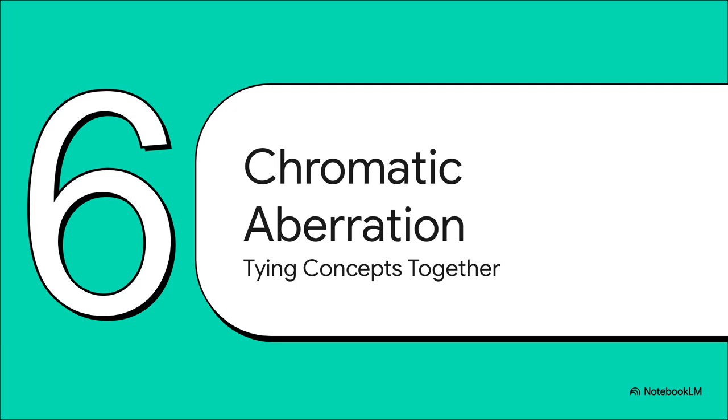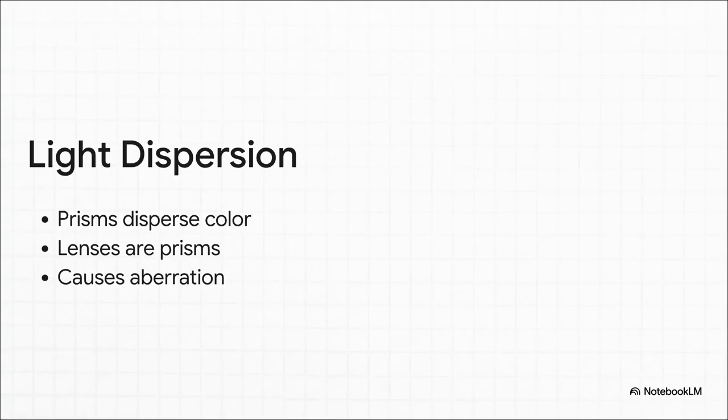Finally, section 6. Because lenses are essentially stacked prisms, they inherit all the physical quirks of a prism, and that leads us to a massive clinical takeaway regarding visual pathology. So, we know that a glass prism disperses white light into a rainbow, right? It does this because different wavelengths of color are refracted by different amounts. Shorter wavelengths bend more. Now, since we just established that lenses are composed of prisms, it logically follows that lenses must disperse light too. This creates chromatic aberration.